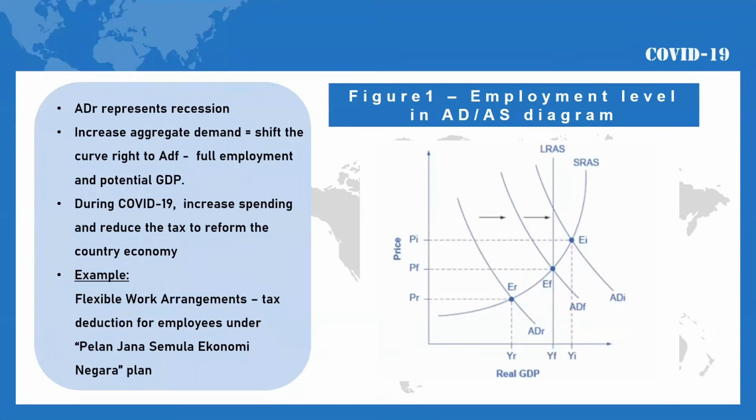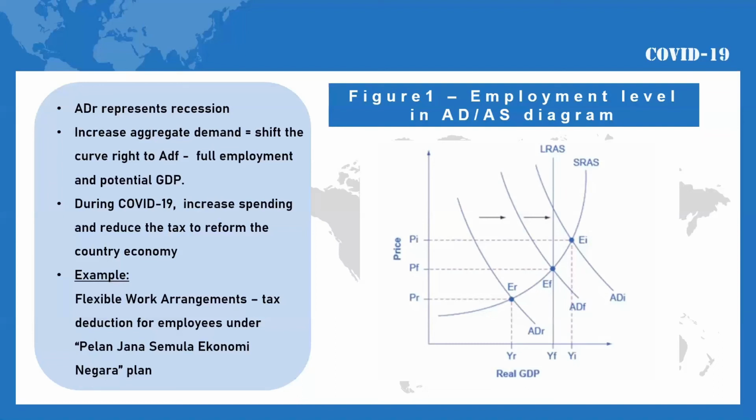Based on figure 1, the employment level in the AD-AS diagram, ADR represents the recession. As aggregate demand increases, it will shift the curve to ADF, which is to the right, at full employment and potential GDP. So during COVID-19, increased spending and reduced taxes to reform the country's economy are necessary and important. For example, flexible work arrangements and tax deductions for employers under the Pelan Jana Semula Ekonomi Negara, or Penjana plan, which was announced by our Prime Minister.